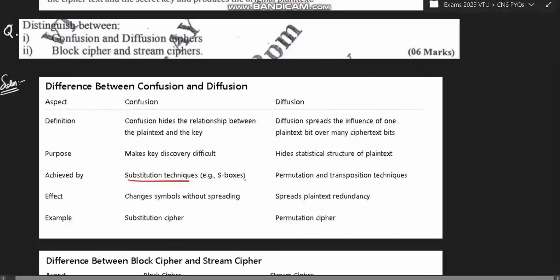Substitution techniques achieve confusion, and permutation and transposition techniques achieve diffusion. Substitution changes the symbols without spreading; diffusion spreads the plain text redundancy. An example of confusion is the substitution cipher, and the example for diffusion is the permutation cipher.